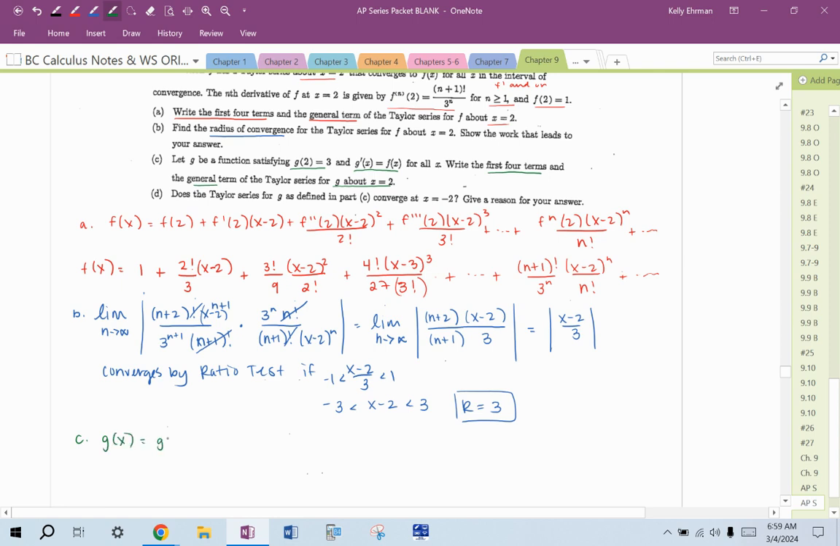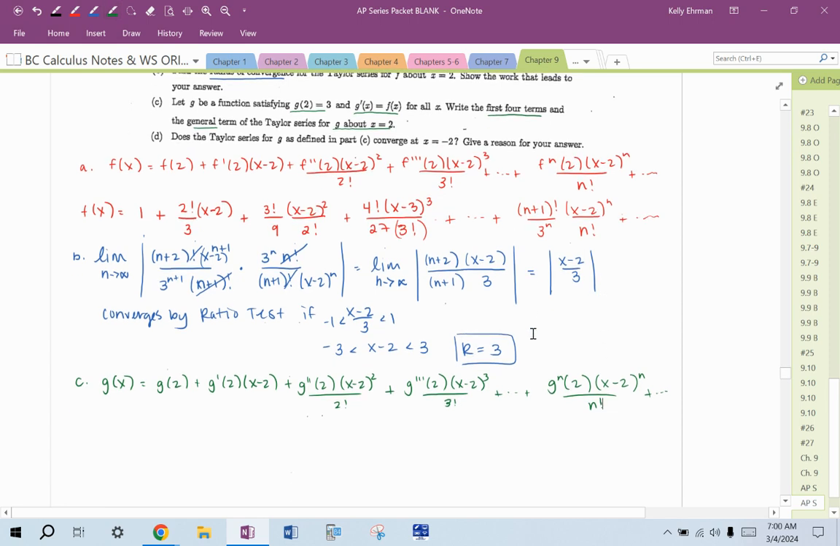We're centered around 2, so we start with g of 2 plus g prime of 2 times x minus 2, plus the second derivative at 2 times x minus 2 to the second over 2 factorial, plus the third derivative of g at 2 times x minus 2 to the third over 3 factorial, plus dot dot dot plus some nth derivative at 2 times x minus 2 to the n over n factorial, plus dot dot dot. Now let's rewrite this in terms of f.